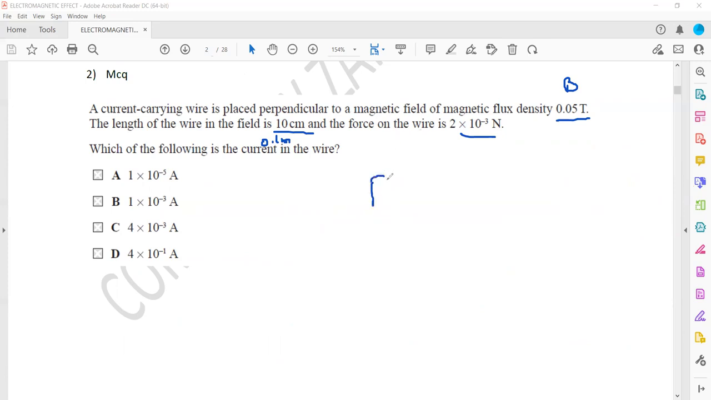So we want the current. We have the formula F equals BIL, or you can also use BIL sine theta. Because in the question they mentioned it is perpendicular, theta is 90 when it is perpendicular, and sine 90 is maximum, or 1. So F equals BIL, where F is the force which is 2 times 10 power minus 3. The strength of the magnetic field is 0.05. I is the current which is passing through this.